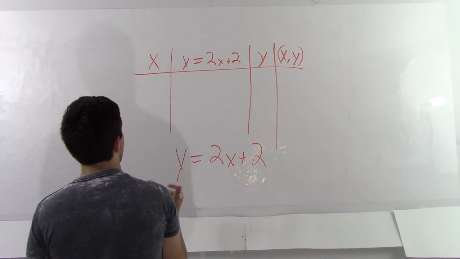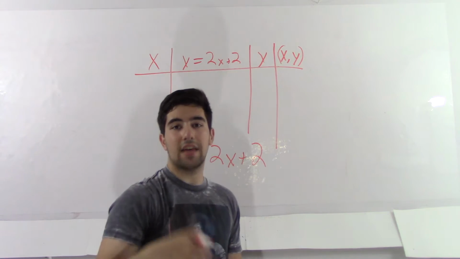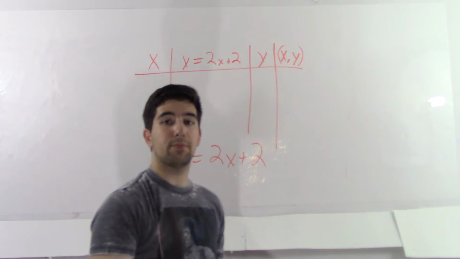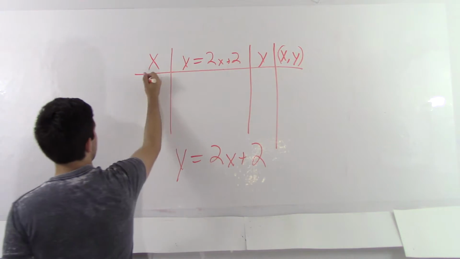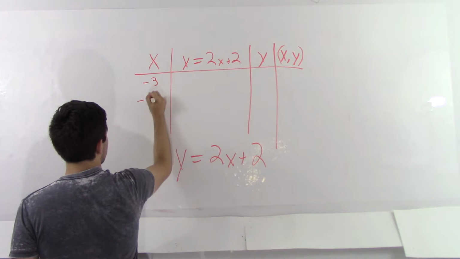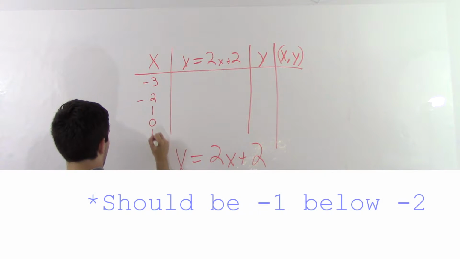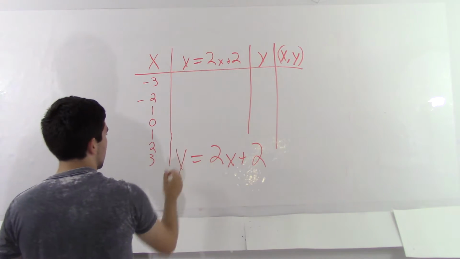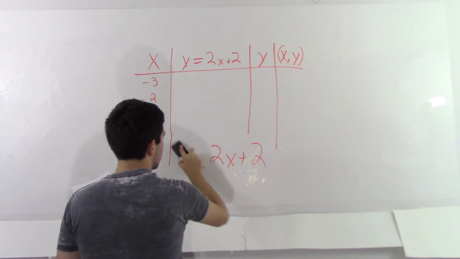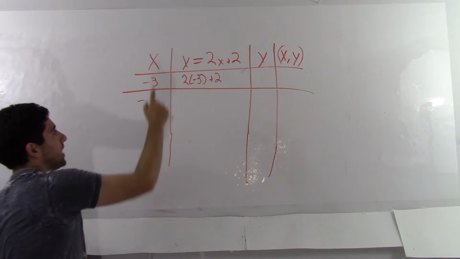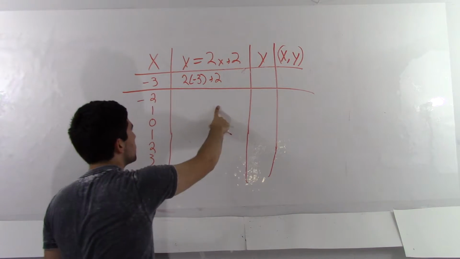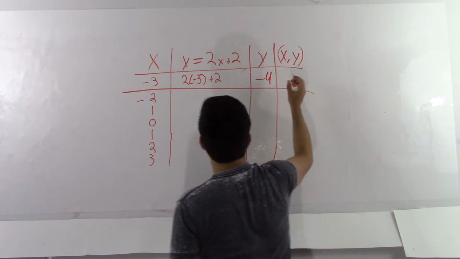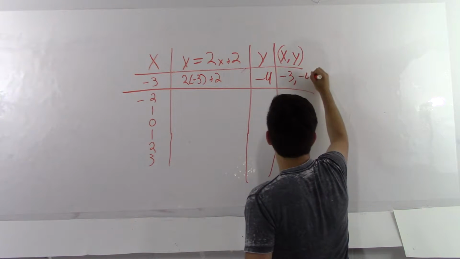So, the best way to do this, to get an area that's usually on the given graph paper that you have, is negative 3, negative 2, negative 1, 0, 1, 2, 3. Go 3 above 0 and 3 below 0. I'm just going to move this out of the way because we have it up there. 2 times negative 3 plus 2 equals negative 4. So our ordered pair is negative 3, negative 4.